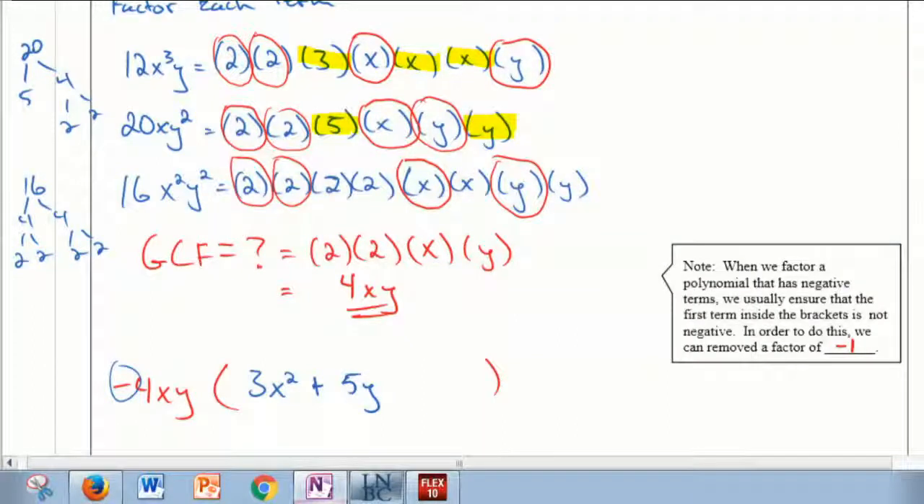In my last, my 16x squared y squared, I see that I'm left with a 2, an x, and a y. So 2 times 2 gives me 4. X times y just gives me xy. And again, it was negative, but now it becomes positive.